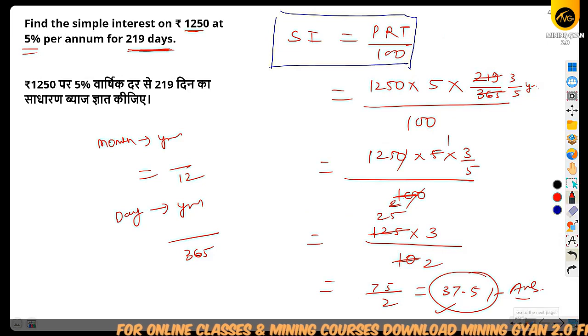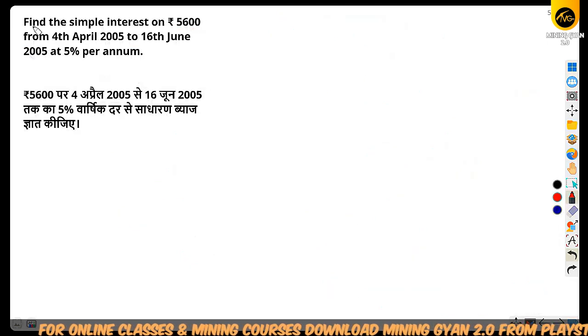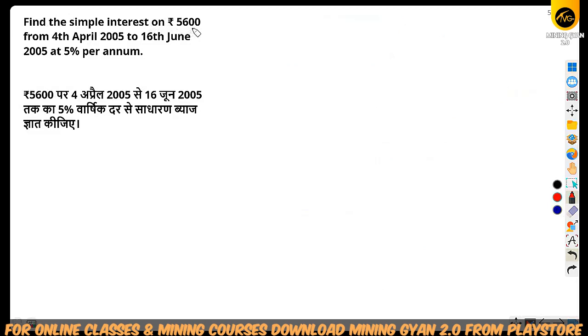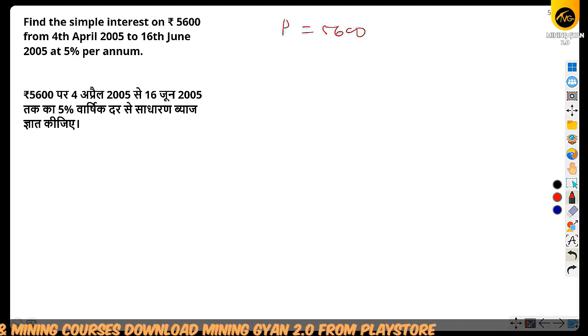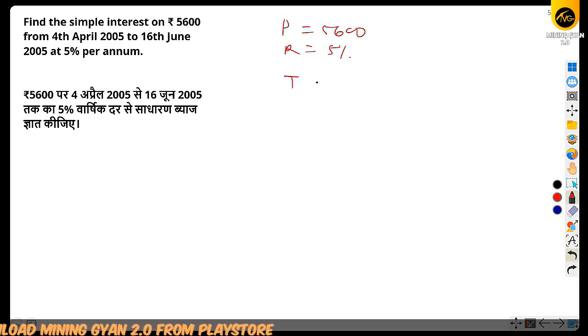Is that clear? Now, another question: find the simple interest on 5600 from 4th April 2005 to 16th June 2005 at 5% per annum. So the 5% per annum is basically the rate of interest, right? And the principal amount is 5600 rupees. The rate of interest is 5%, and the time is, so basically the main challenge is to calculate the total time.